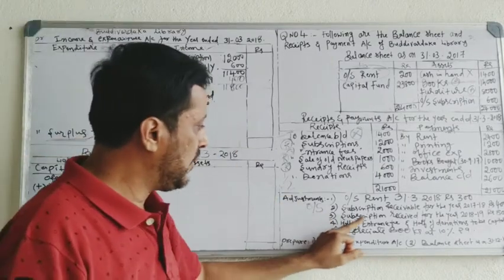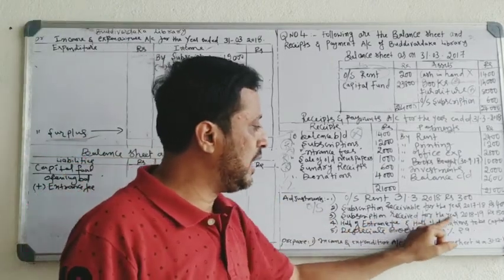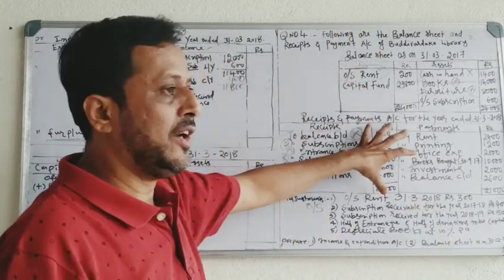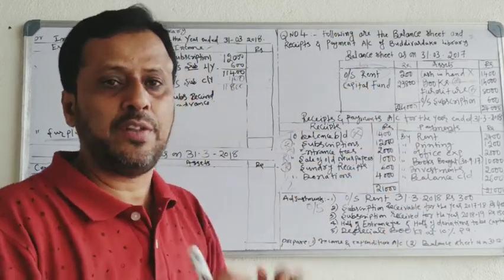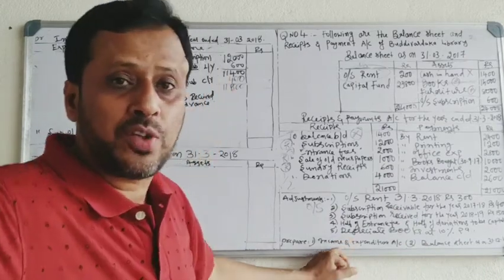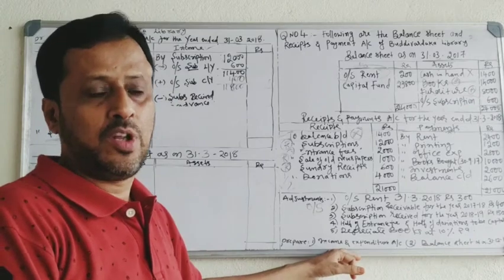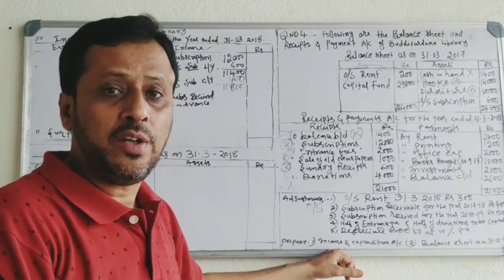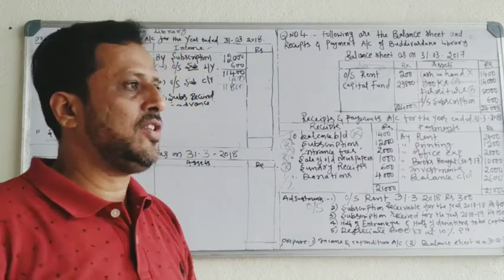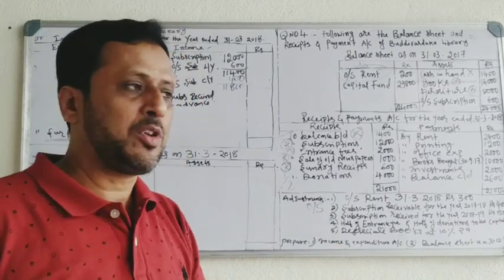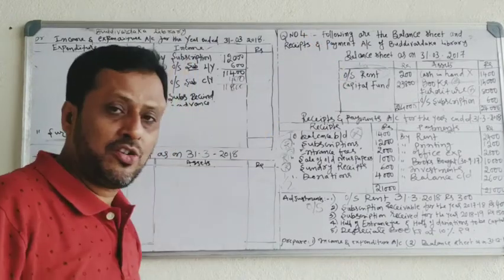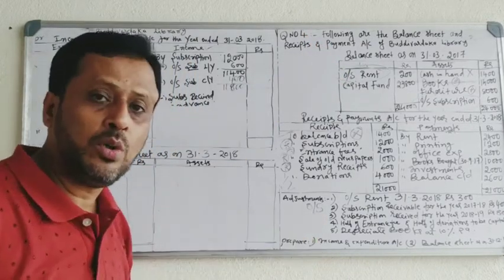See here, subscription received for the year 2018-19. You are doing the financial statements of 2018. In 2018, subscription of 2019 is received. So this is subscription received in advance. Next year's subscription received this year. This is subscription received in advance. If given in the balance sheet, you have to add. If given in the adjustment, you have to deduct.